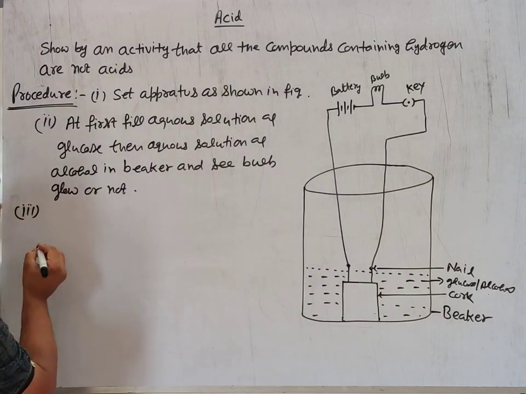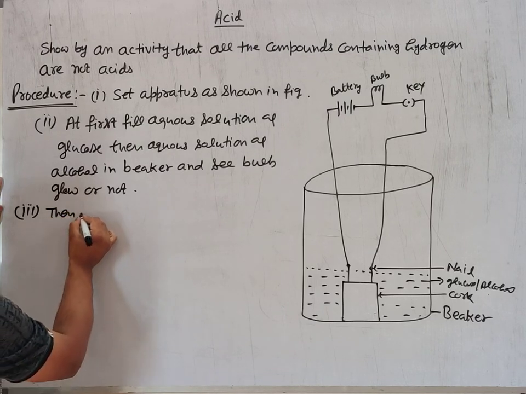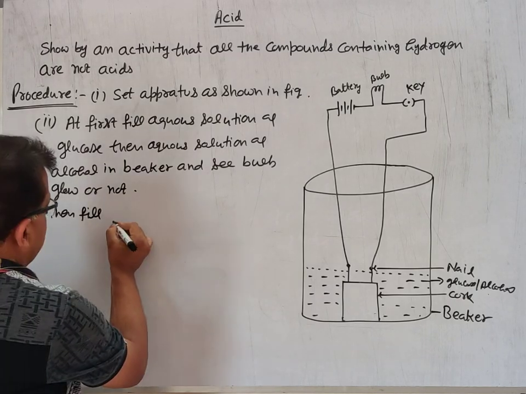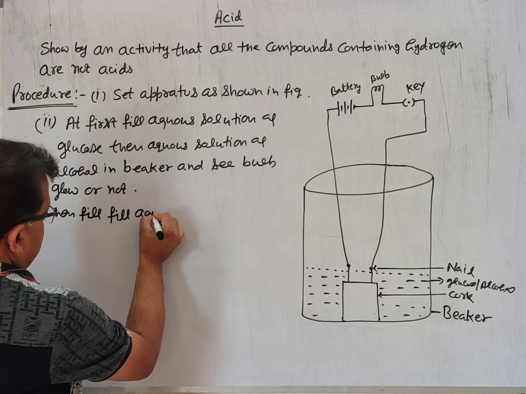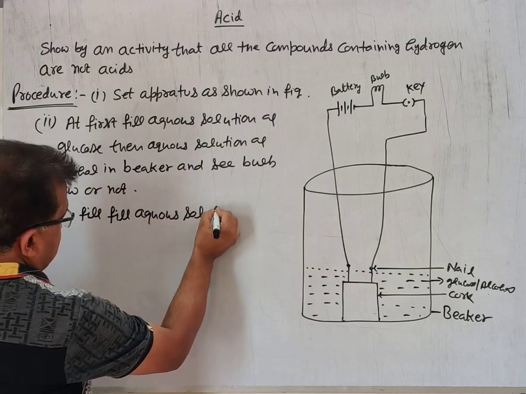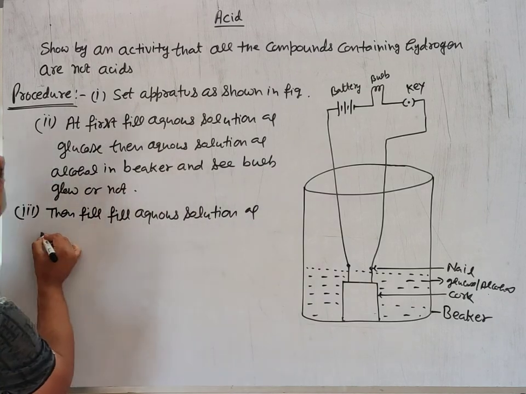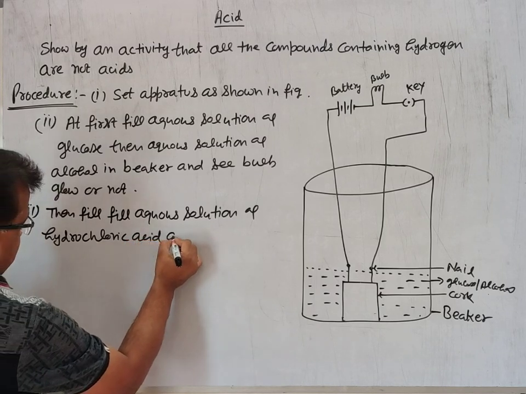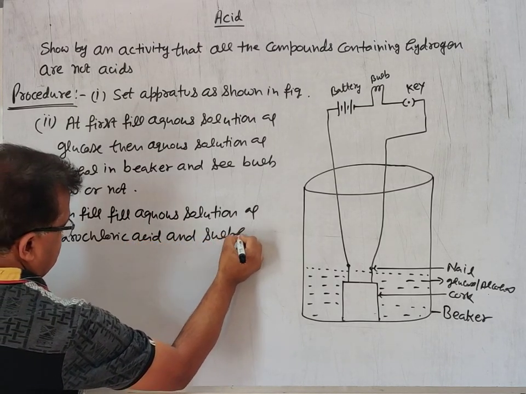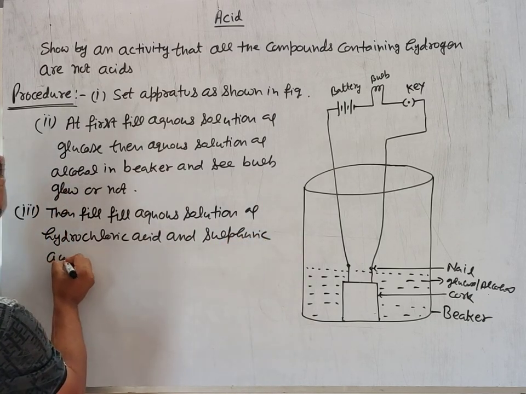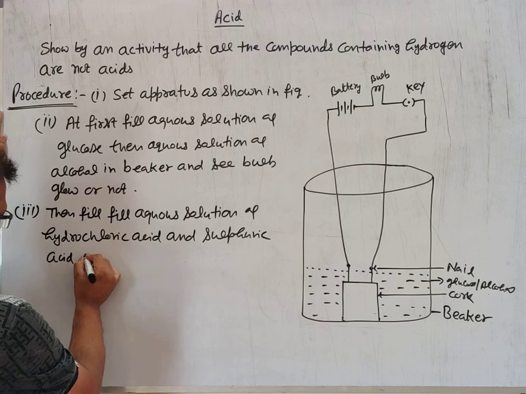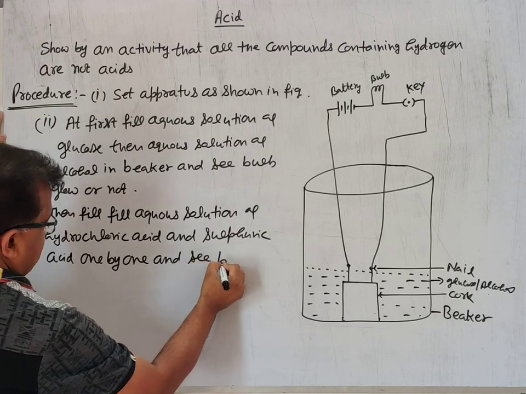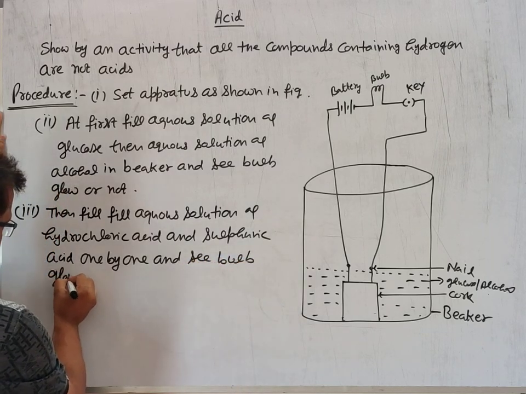Then in the other container, or in the same container after removing and drying, fill an aqueous solution of hydrochloric acid and sulfuric acid one by one, and see whether the bulb glows or not.